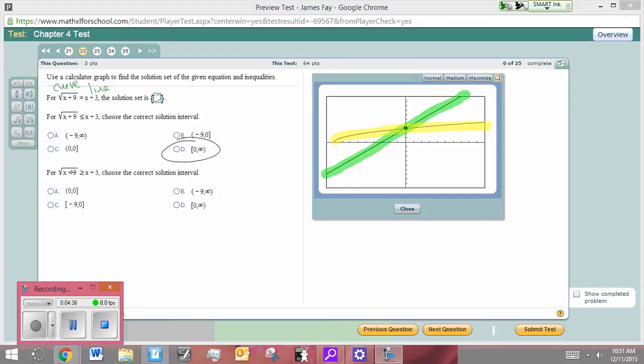Now they want to know when is the curve, when is the yellow greater than the line. So when is the yellow above the green? Well, the yellow is above the green over here, so it's these x values. So some people might say, well, I'm going to go from negative infinity up to 0. But the yellow doesn't exist all the way at negative infinity. The yellow only exists at negative 9. So I go negative 9 to 0, and I'm going to include negative 9, and I'm going to include 0, because we've got that equality there.